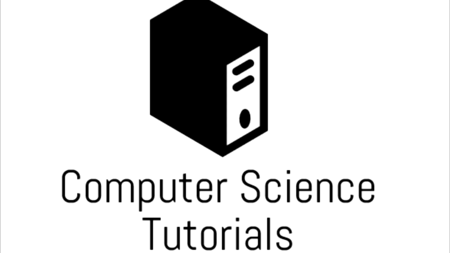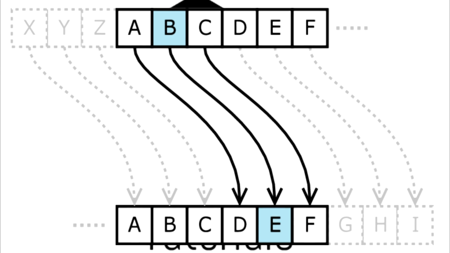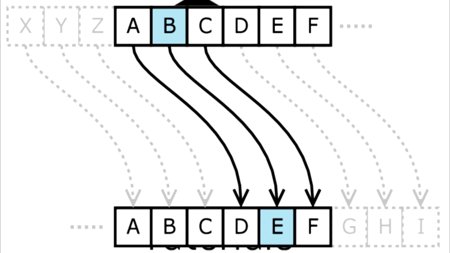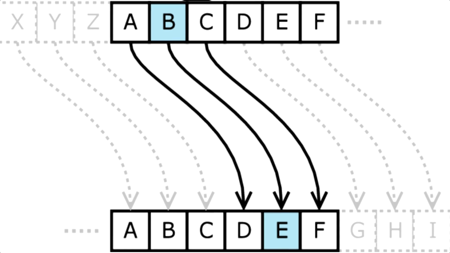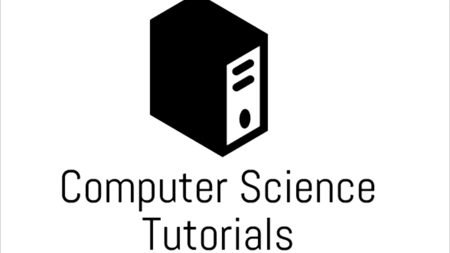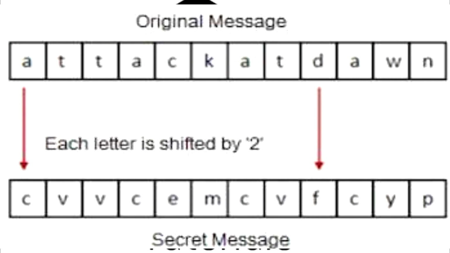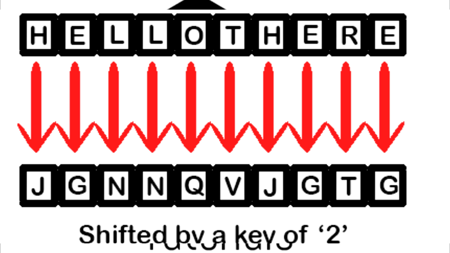A very early example of this is the Caesar cipher, which was used within the Roman military to send sensitive information. It is a very simple system where every letter in the message is substituted by another one a certain number of letters down the alphabet. For example, if we're going to move the letters by 2, A would become C, B would become D, and Y would become A, and so on. This would mean that a message such as hello there, HELLOTHERE, would become JGNNQ VJGTG.